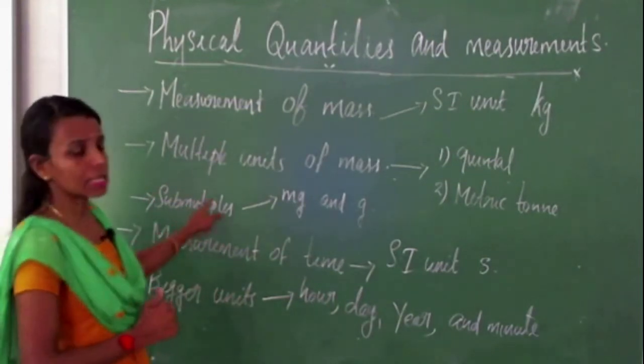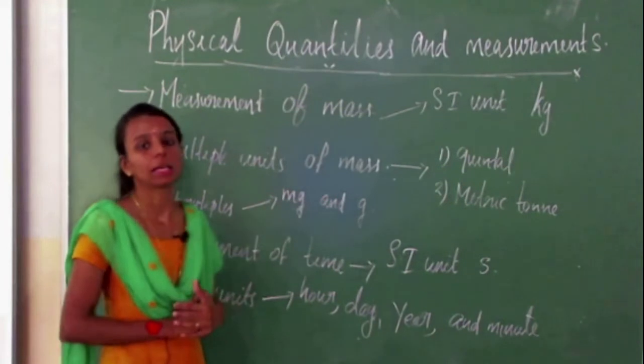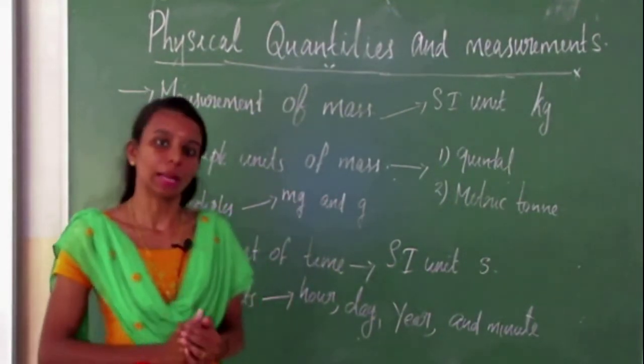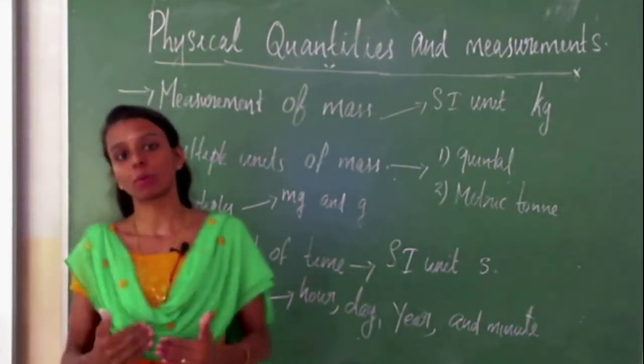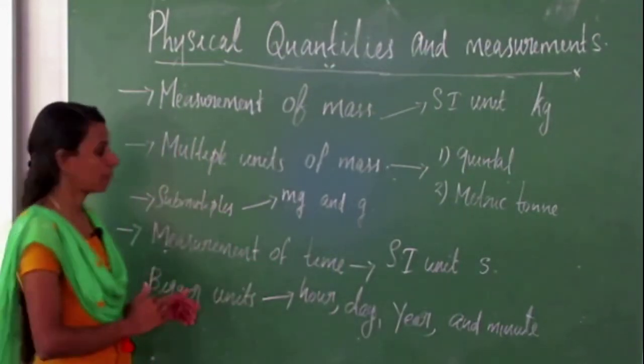Then next we discuss sub-multiple units of mass: milligram and gram. 1 gram is equal to 1000 milligram. So 1 milligram is equal to 1 by 1000 gram. We have to study these portions very well.